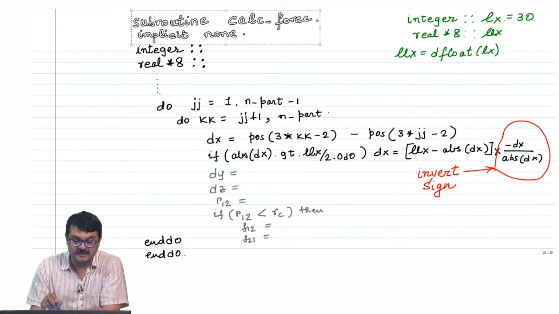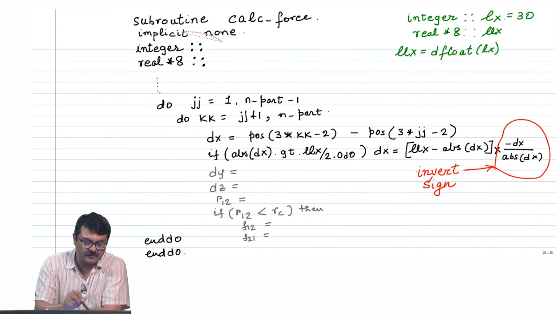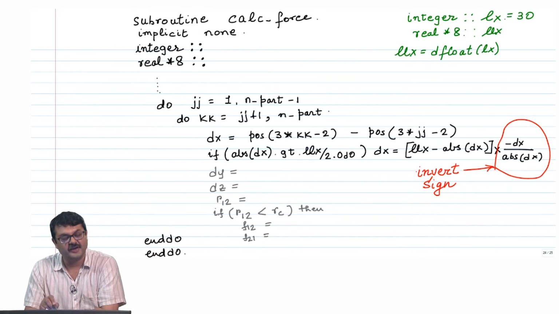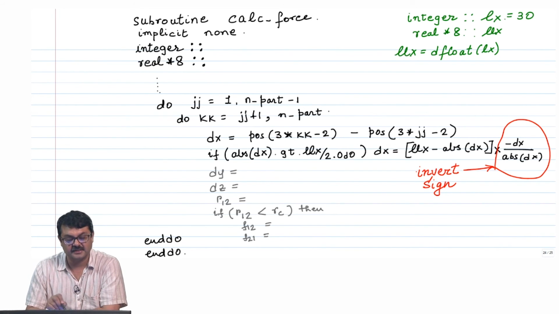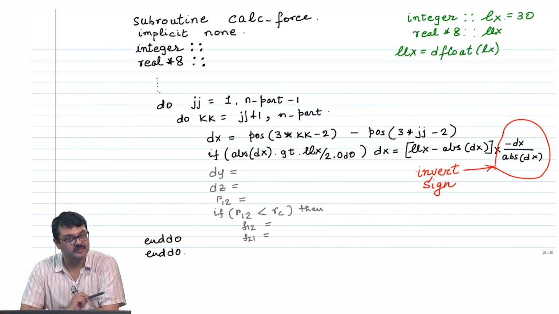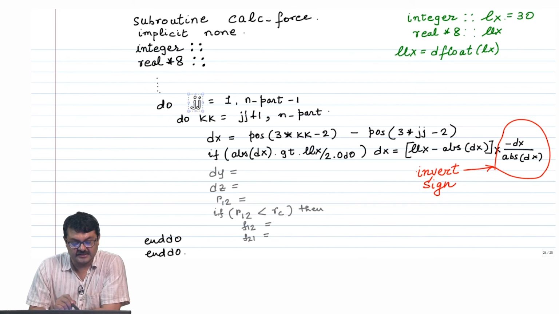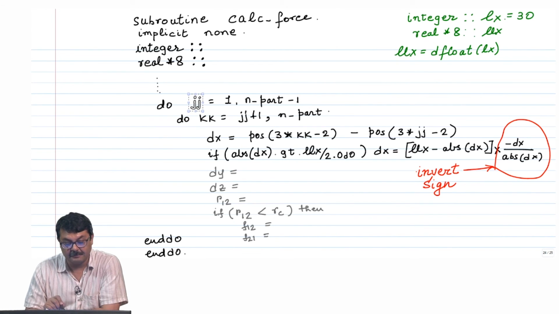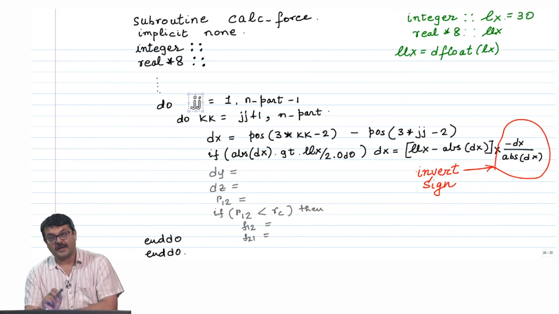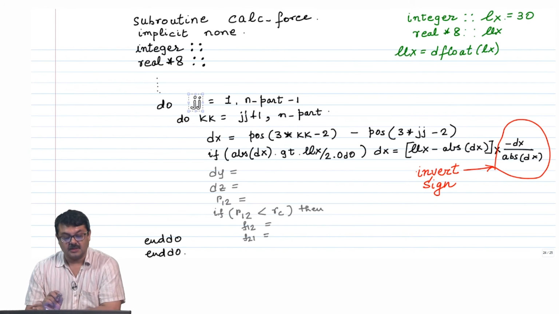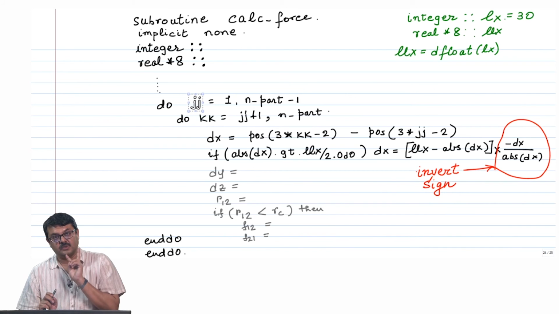So, suppose you had the subroutine calc force and you start with implicit none, and then you have your integer variables and you define various variables, real variables, and you define whatever other definitions you need to. So, you want to calculate the force between every pair of particles. So, how do you write the loop? So, jj is some dummy loop integer variable, do jj equal to 1 to n part minus 1. Why n part minus 1? Because you want to count every pair of particles only once, right.